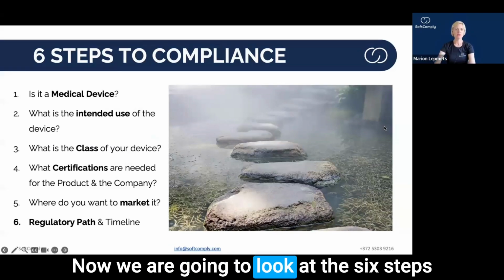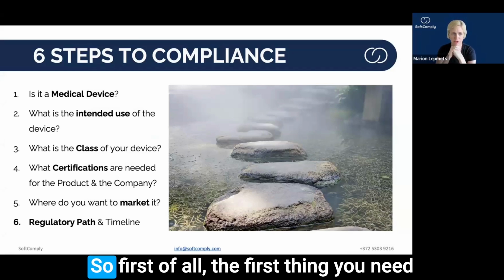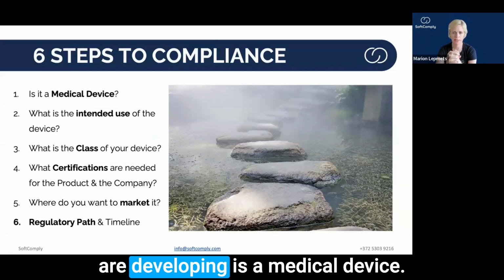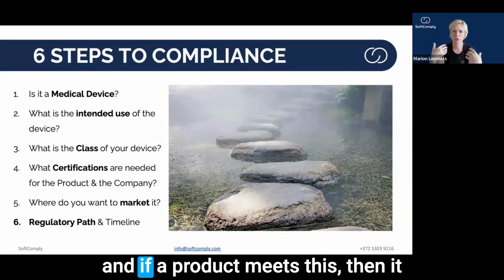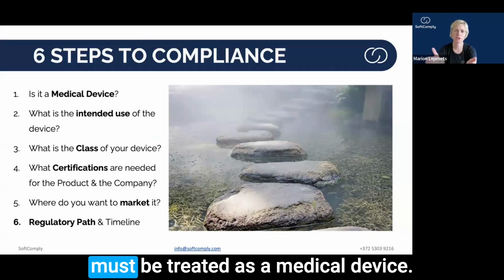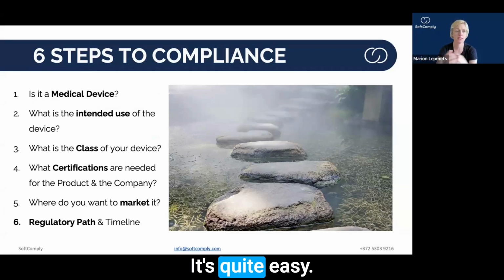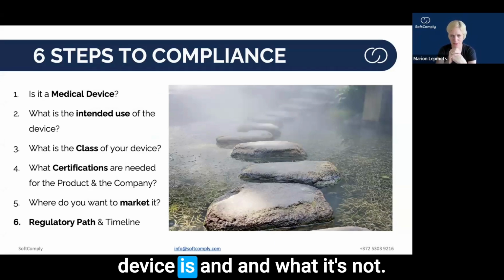Okay, now we're going to look at the 6 steps through which you can become compliant. So first of all, the first thing you need to figure out is if the product that you are developing is a medical device. There are some very specific definitions, and if a product meets these, then it must be treated as a medical device. And if not, it cannot be considered as such. It's quite easy. We will look into what exactly a medical device is and what it's not.